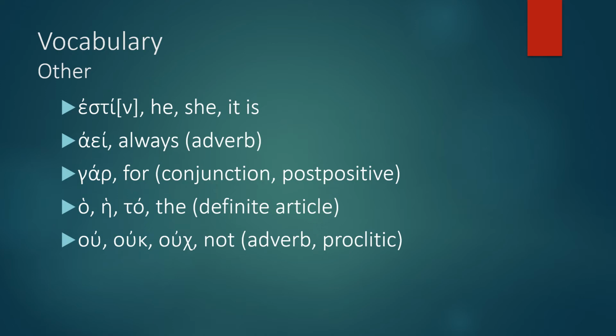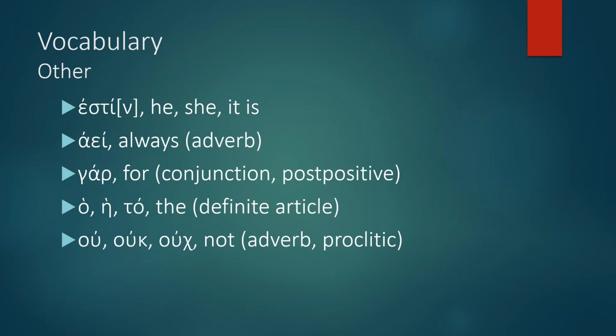And we have ou, ouk, ouch, ou not having its own accent. These are all proclitics, just like ho and he. But we change the ending based on the word that follows.